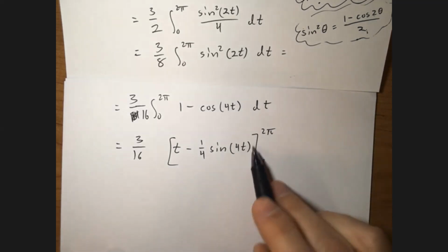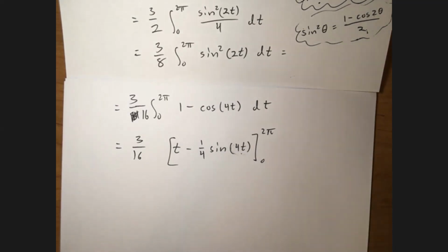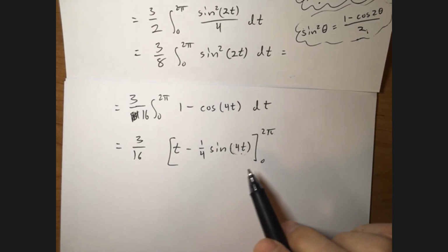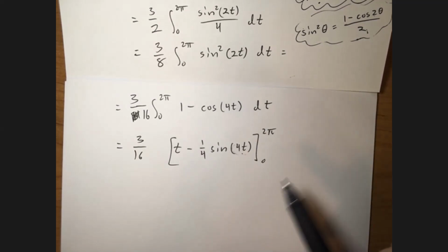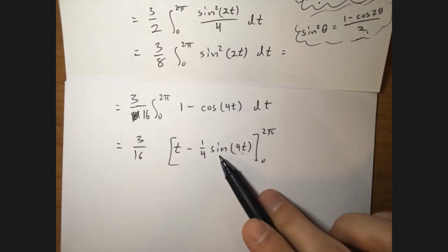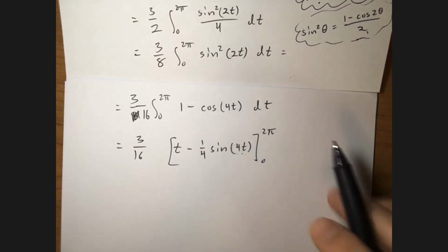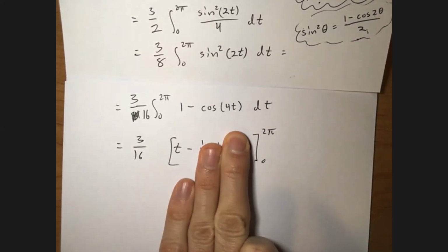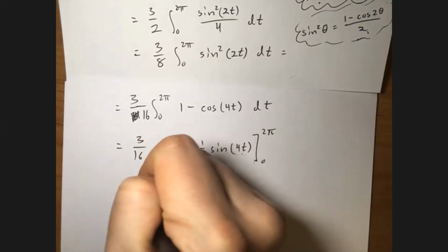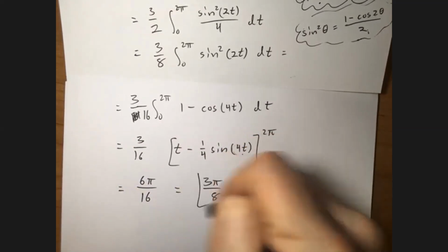Okay, evaluating sine of 4t from 0 to 2 pi. I think if you know about the graph of the sine function, you know that's going to come out to 0, right? Or integrating this, cosine 4t, we could have seen it right there. When I integrate this, I get 0. But yeah, if I plug in 2 pi, that's sine of 8 pi, that's 0. When I plug in 0, that's 0 again. So this term doesn't matter. I'm just evaluating t from 0 to 2 pi, so that's just 2 pi, right? So that's 6 pi over 16, which simplifies to 3 pi over 8.